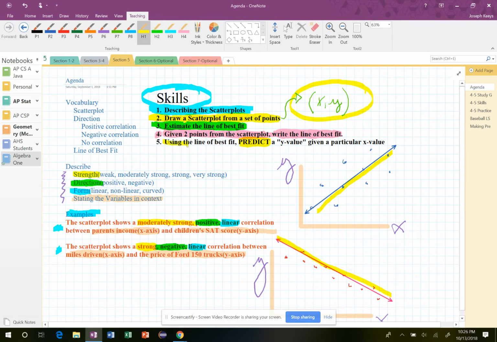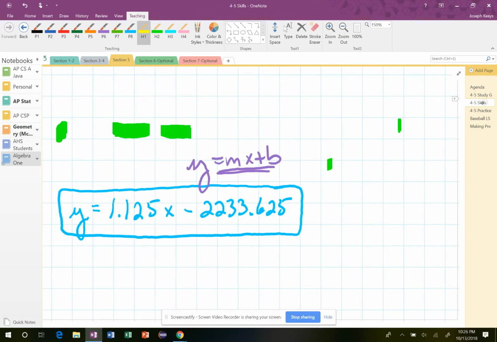And what we're going to do is use that line of best fit that we just found in step 4 to predict basically Y values from a particular X value. So we're just going to be predicting. We're going to be using that line of fit to make estimates, to make predictions. So let's see how this works.